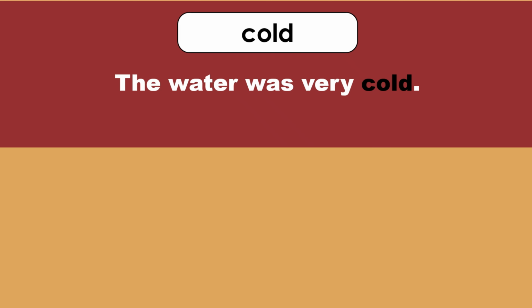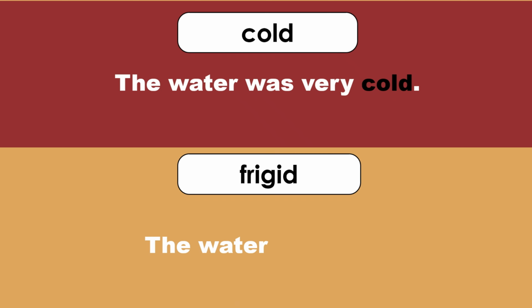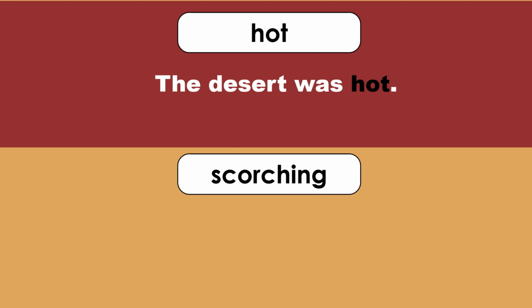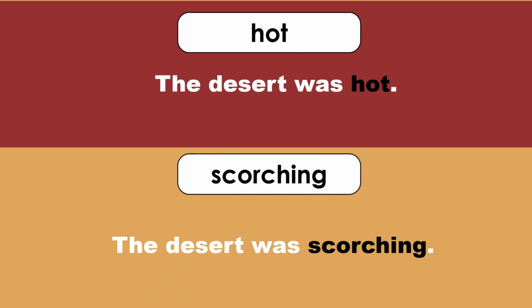Cold. The water was very cold. Instead of saying cold, say frigid. The water was frigid. Hot. The desert was hot. Instead of saying hot, say scorching. The desert was scorching.